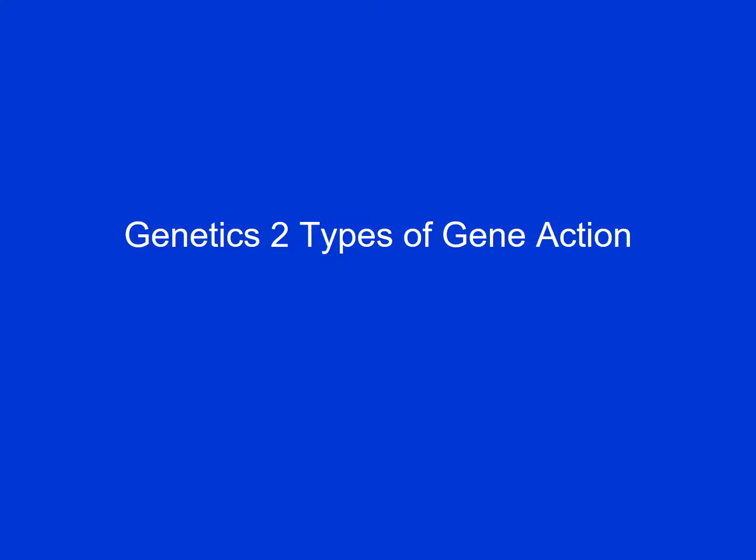And as far as types of gene action, we're going to be going over additive. And there's three types of dominance: partial, complete, and overdominance. And then the other type of gene action we'll be going over is epistasis.